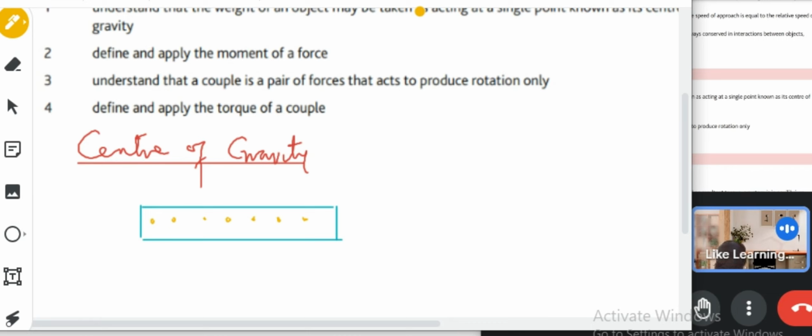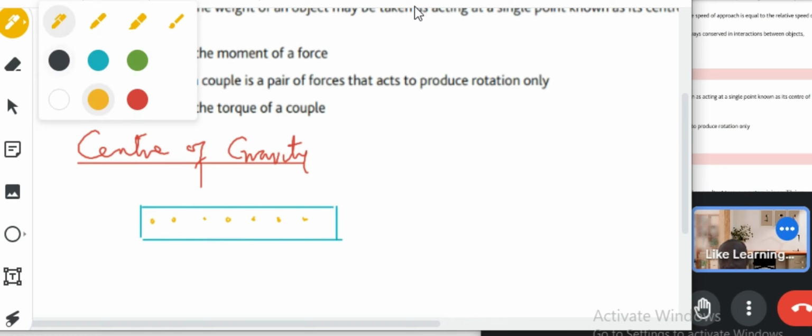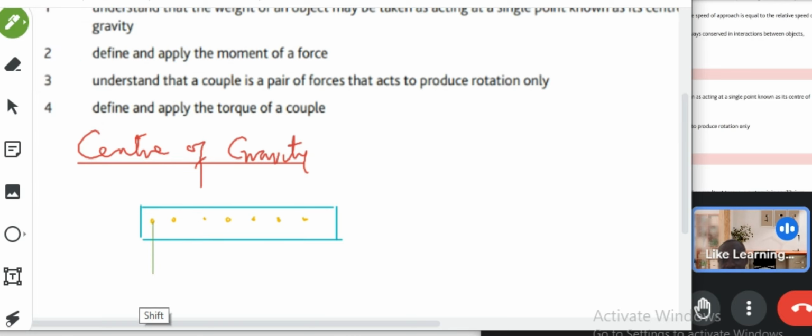Can I continue? Now consider this object. It has several particles, all of them with their individual gravitational force. In what direction does gravitational force act? Downwards to the center of the earth. So this is acting downwards.